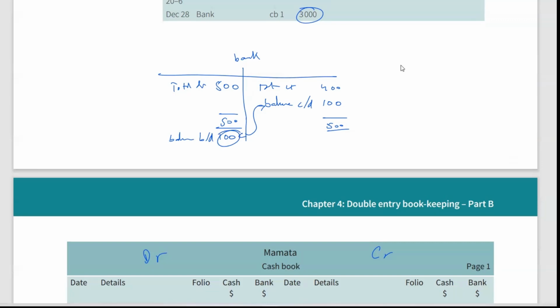In reality, you will not just have 500, 400, you'll have tons of entries, but you're going to add them up and then compare the totals. Since it's a recording, watch it 100 times if you want to. On the smaller side, you put balance carried down, put the difference, you put the totals at the bottom, and then bring it down, BD, on the other side.